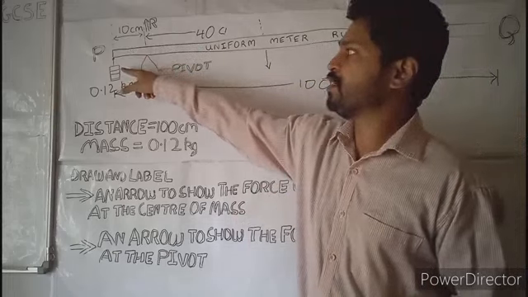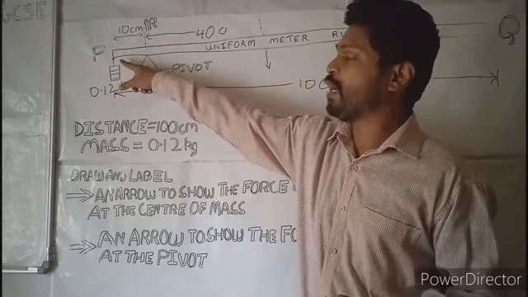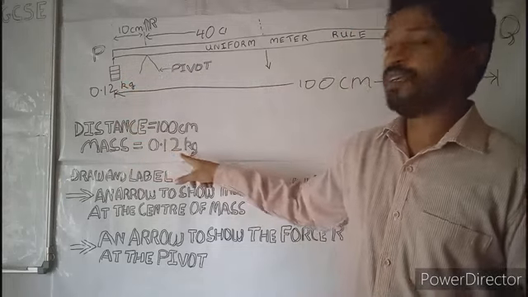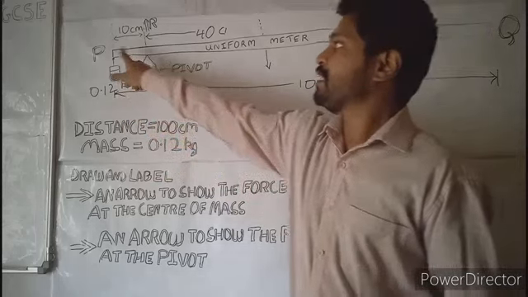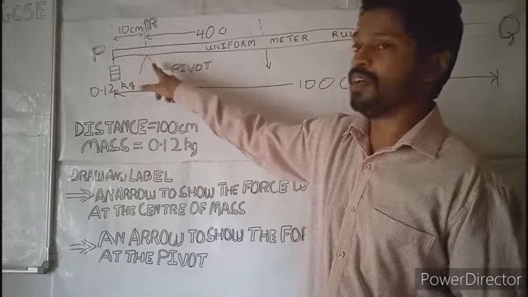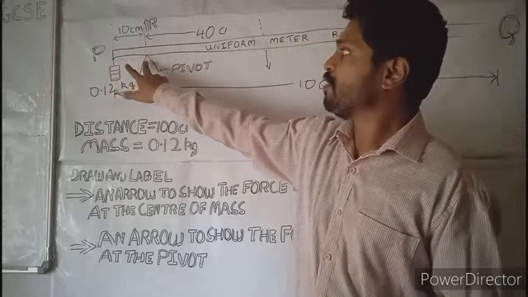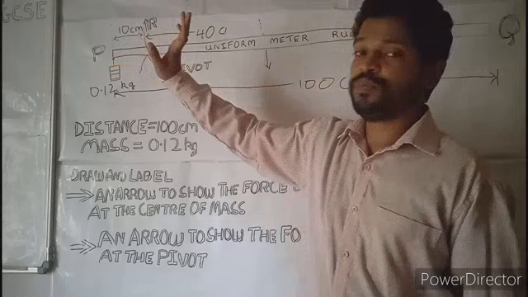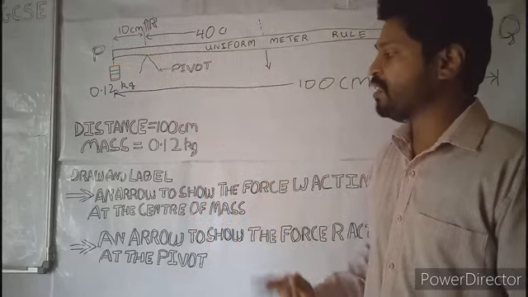Now a weight is attached. You can see on the point Q, where the Q mark is mentioned, there is a weight attached. The weight given in the question is 0.12 kg. You can see the distance from the center of the pivot. There is a pivot on which the uniform meter rule is balanced. Now these are the parameters already given in the question.